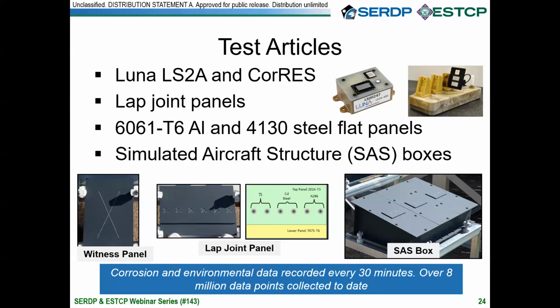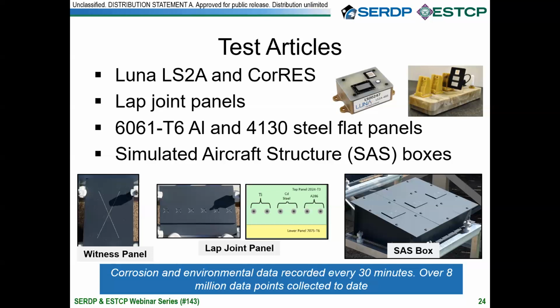So that's the sensors. You can see down there in the bottom of the chart the various panels that we're using. So we've got lap joint panels, which are there in the middle. Those are both painted and unpainted. And you can see it's 7075 and 2024 aluminum. There's various fasteners: titanium, cadmium, cadmium steel, and the A286. And then there's not a bullet for it, you can see the witness panels. It's the same metals for the witness panels. They're painted and scribed, just standing out by themselves for exposure.